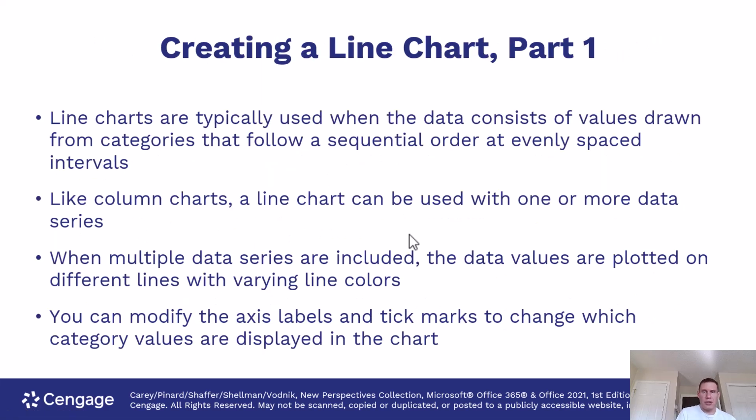Line charts are typically used when the data consists of values drawn from categories that follow a sequential order at evenly spaced intervals. Like column charts, a line chart can be used with one or more data series. When multiple data series are included, the data values are plotted on different lines with varying line colors. And you can modify the axis labels and tick marks to change which category values are displayed in the chart.